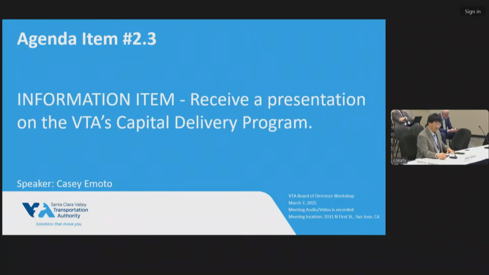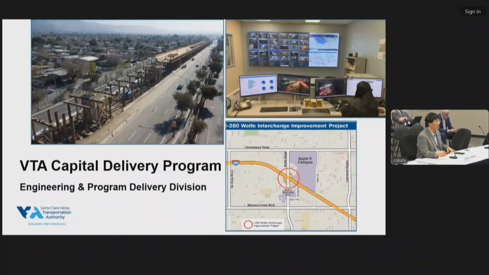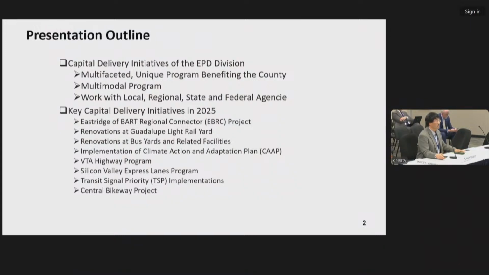So I'll move on to the next slide here. That's the opening. So this is my presentation outline. I'm just going to talk a little bit about the program, some background on it, use some words that have kind of resonated throughout the other presentations, and then go over some of the major projects that you might be seeing in 2025 as examples to better describe our program.